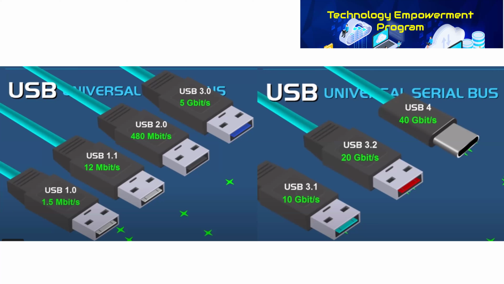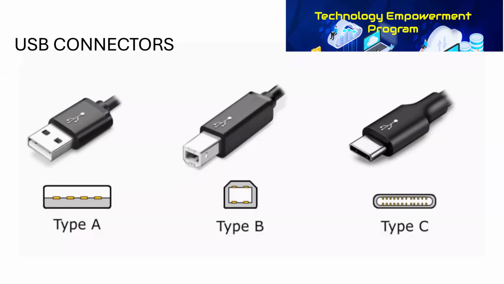And then USB 4. You can see that USB 4 is transmitting 40. Look at where we are coming from. We are coming from 1.5 million bits per second to 40 billion bits per second. And that is what, ladies and gentlemen, we refer to today as Type C. Okay, let us go to that.